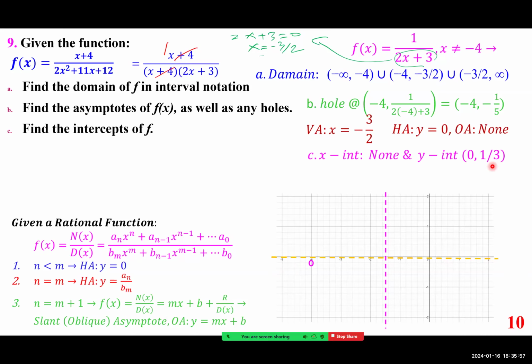Let's see why. How do we find the x-intercept? We set y or f of x equal to 0. A fraction is 0 when the top is 0. So you set the top equal to 0. But the top is a number. It doesn't matter positive or negative, small or large. It can't be 0, it's just a number. So the x-intercept does not exist. But what about the y-intercept? You set x equal to 0. If I set x equal to 0, I get 1/3. That means 0, 1/3.